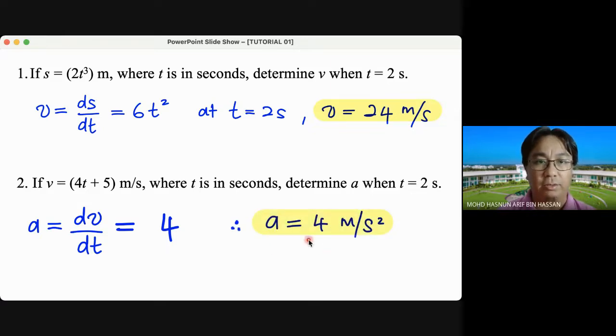So we have A equals 4 meter per second square. Tak kira lah t sama dengan 1 ke, t sama dengan 2, t sama dengan 3, A dia constant pada 4 meter per second square. Okay, so this is the unit untuk acceleration, meter per second square.